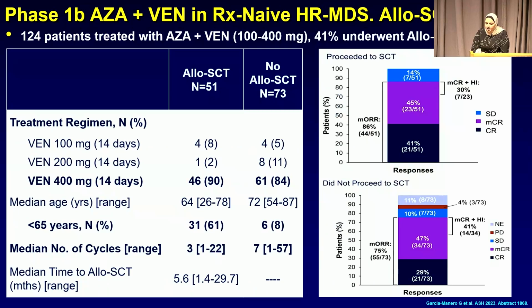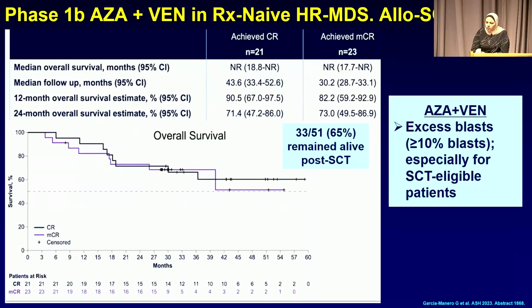Importantly, 41% of the patients treated with Aza-Ven on this phase 1b study proceeded with allogeneic stem cell transplantation after a median of 3 cycles. The majority of patients who proceeded with transplant were below the age of 65 years and achieved CR or Marrow CR prior to stem cell transplantation. The median overall survival was not reached for those who achieved CR or Marrow CR and subsequently proceeded with allogeneic stem cell transplantation, with over 70% of the patients alive at 2 years, which provides the rationale for using HMA-Ven or Aza-Ven as a bridge for transplant in patients with higher risk MDS.